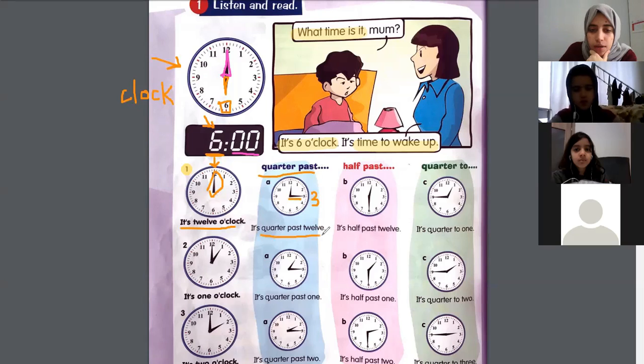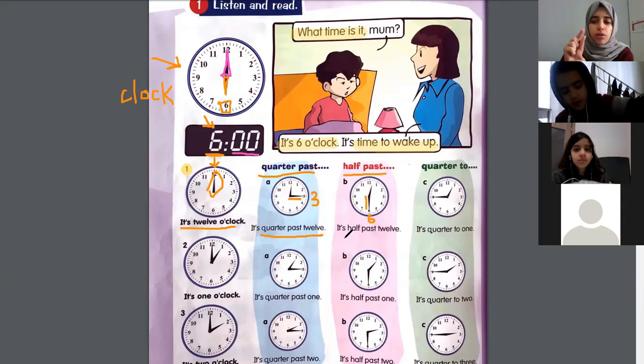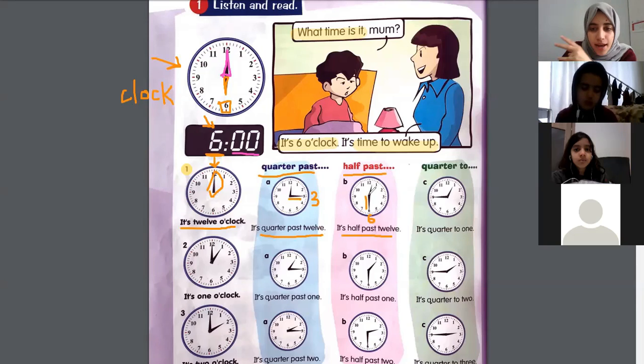And you guys need to memorize this because we're going to do more examples, and today you have a homework on it, and it's also going to be in the quiz, so you need to know how to say it. When the long hand is at 6, we have to say half past, which means نصف ساعة. So we have to say it's half past 12. And I'm saying 12 because the short hand is still very close to 12.